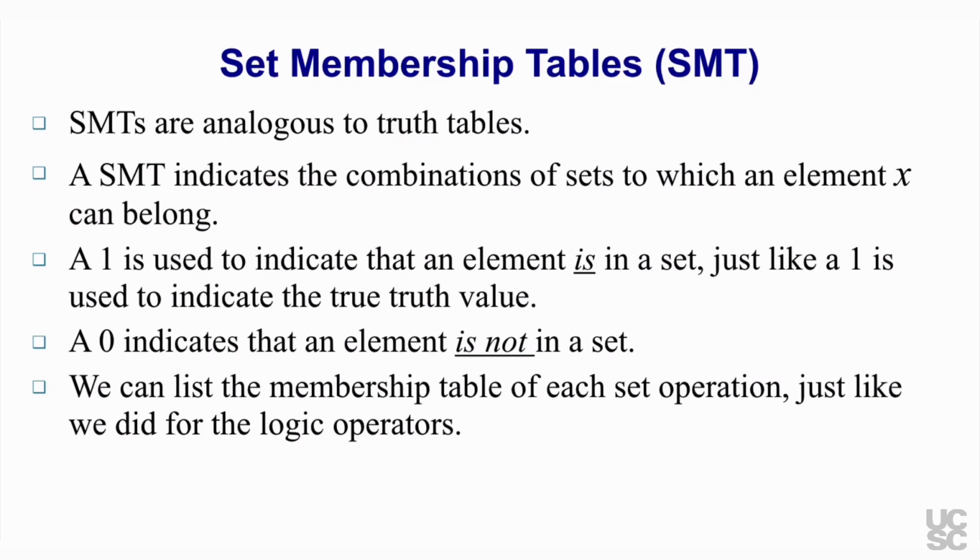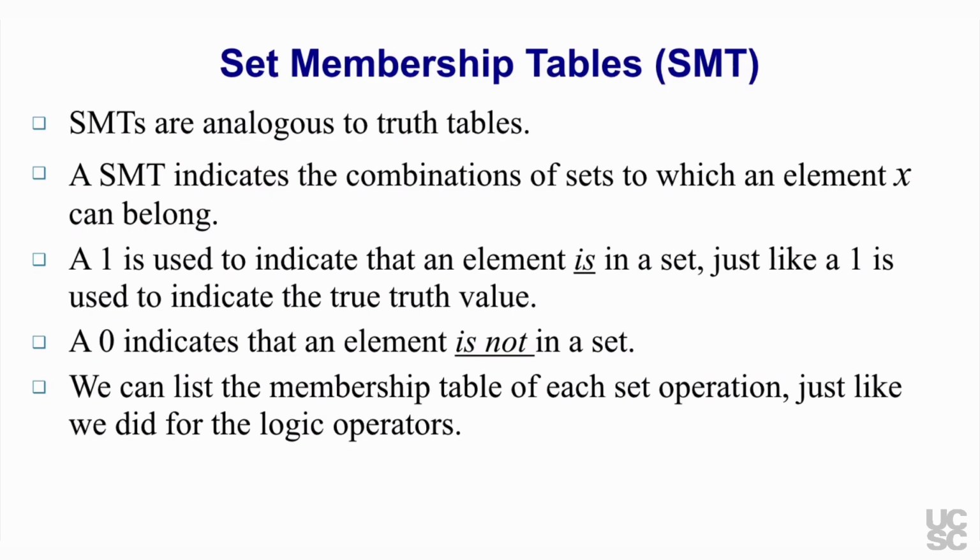As you remember, we have truth tables in propositional logic. The equivalent for set theory is what is called set membership tables. I abbreviate them by SMT. And as I said, they are analogous to truth tables. An SMT indicates the combinations of sets to which an element can belong. A 1 in a set membership table is used to indicate that an element is in a set, just like a 1 indicates that a statement is true in a truth table. A 0 indicates the element is not in a set, just like a truth table has a 0 to indicate that some statement is false.